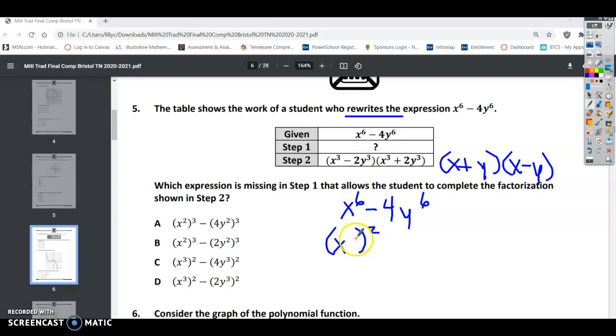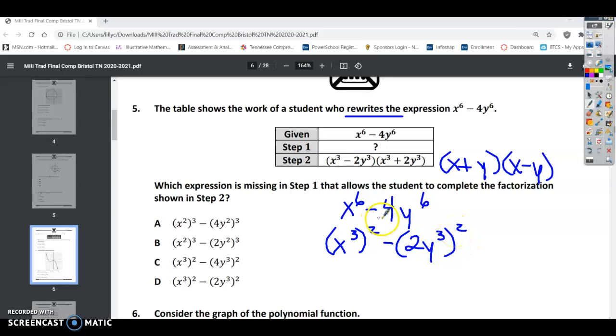Because properties of exponents says a power to a power, you multiply. So that's going to be a 3. And then my 4 is a perfect square, so I know that's going to be 2. But then I have to do the same thing with y that I did with x. I want to have something squared. So again, I'm going to have y to the 3rd squared. And that equals y to the 6th, because with properties of exponents, you multiply.